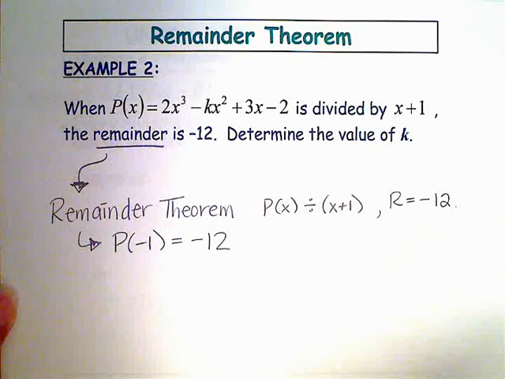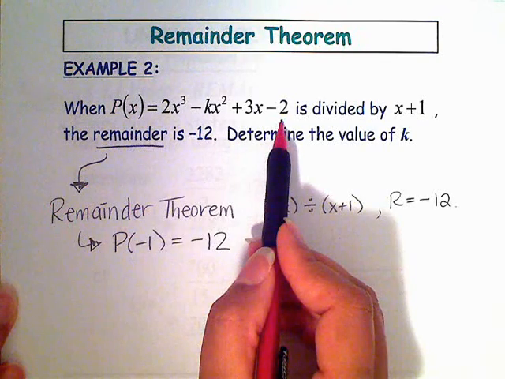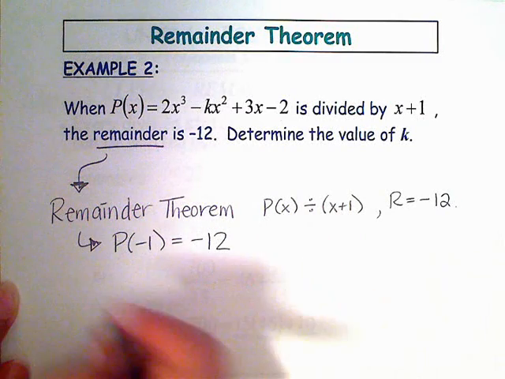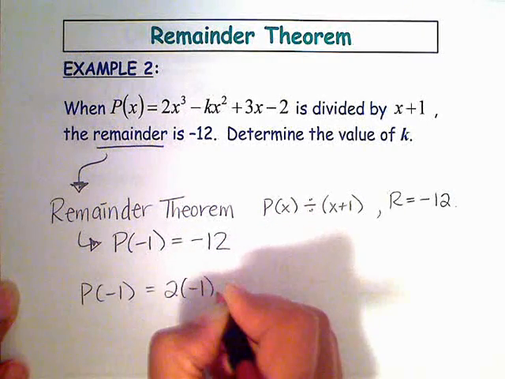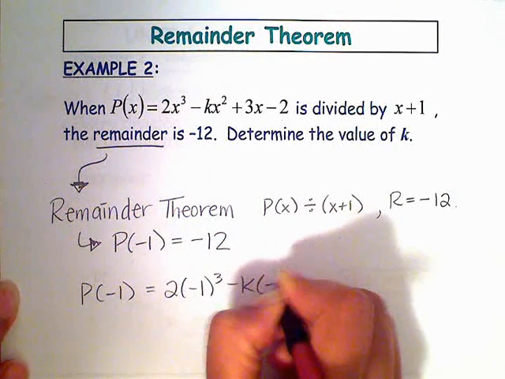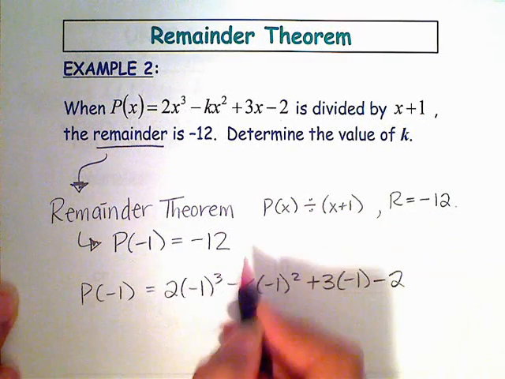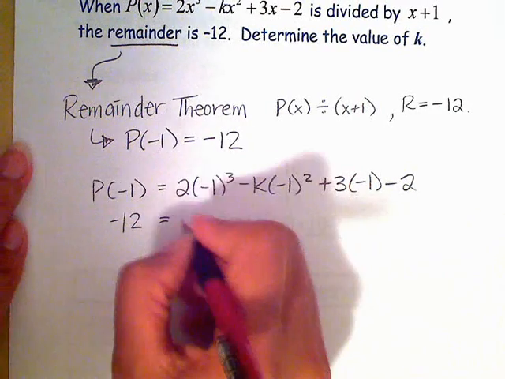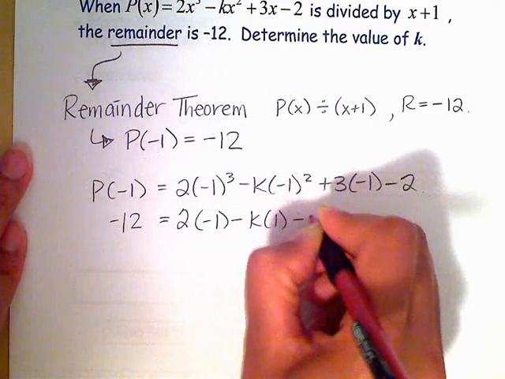Okay, so what I'm going to do is I'm going to solve for p of negative 1 using the polynomial that's given. And then I'm going to replace p of negative 1 with negative 12, and then using that I should be able to solve for k. So p of negative 1 is going to equal 2 times negative 1 cubed minus k times negative 1 squared plus 3 times negative 1 minus 2. And I know that p of negative 1 is negative 12, so I can substitute that in. And the rest of it on the right hand side I should be able to just evaluate. So I get 2 times negative 1 minus k times 1 minus 3 minus 2.